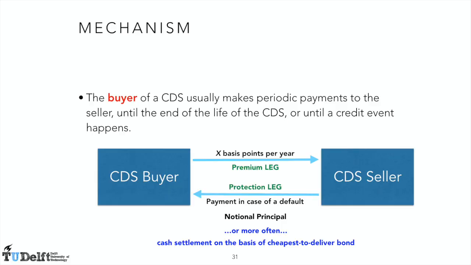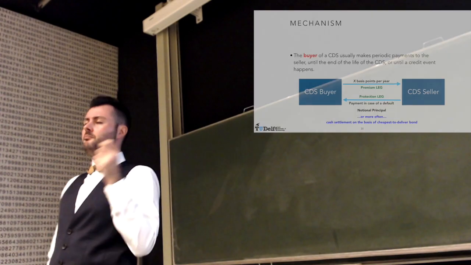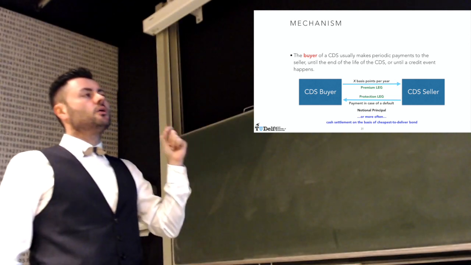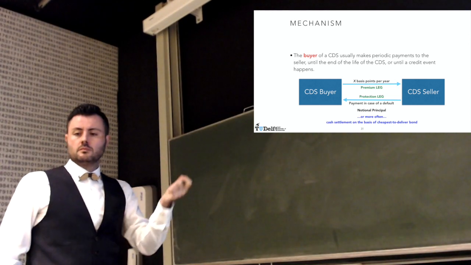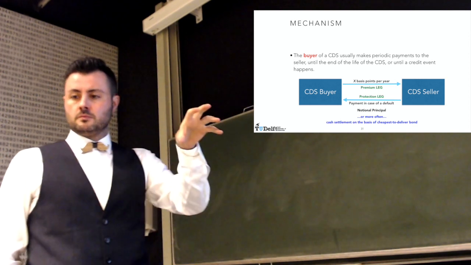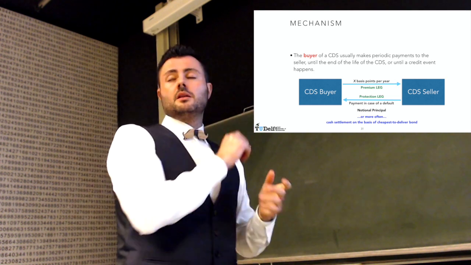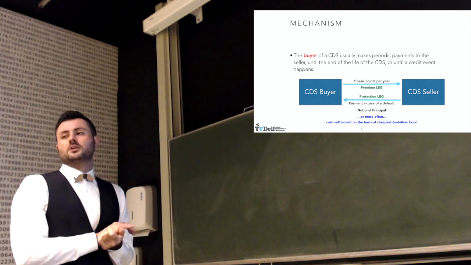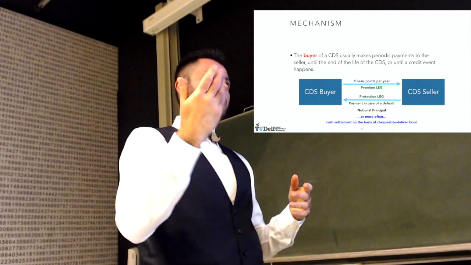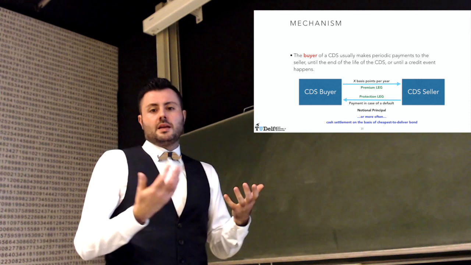So we have a CDS buyer and a CDS seller. There are two streams of payments. There is a regular stream of payments that we call the premium leg that goes from the buyer to the seller. Typically, the premium that the buyer pays to the seller is in terms of basis points that he or she pays per year over the bonds. In case of a credit event, there is a second leg that opens that is called the protection leg. The protection leg is essentially the payment of the seller to the buyer.